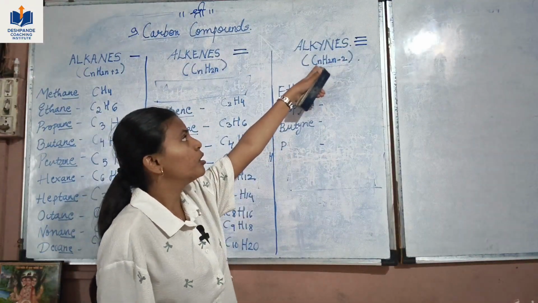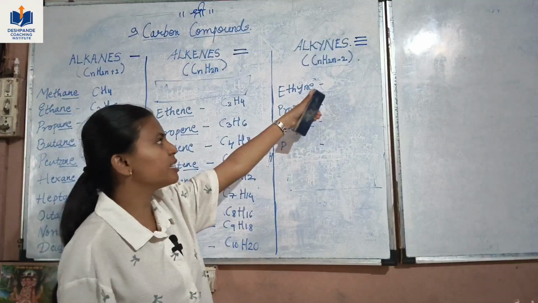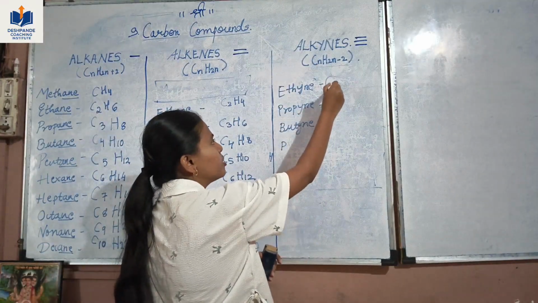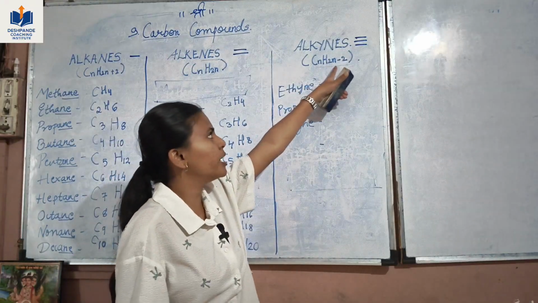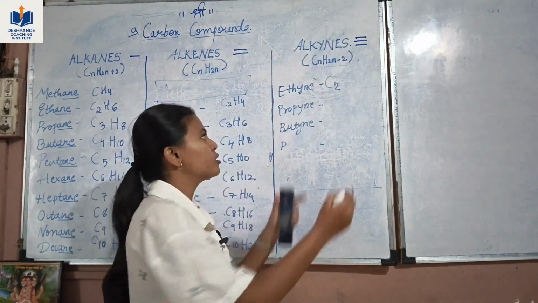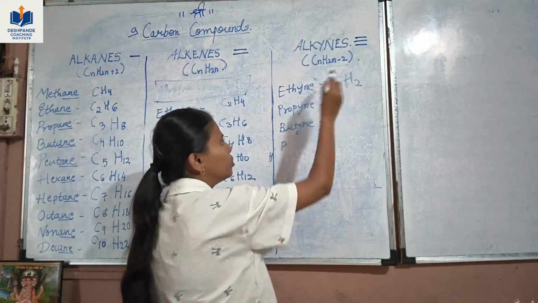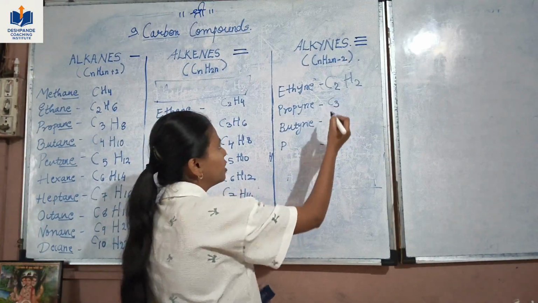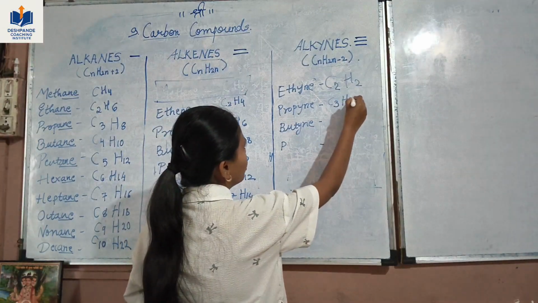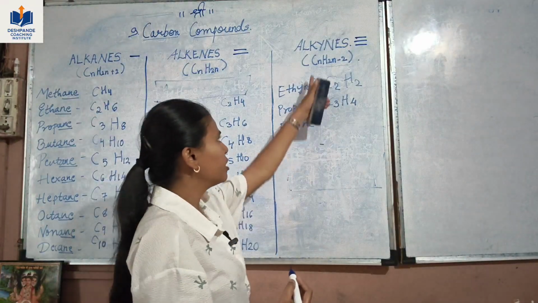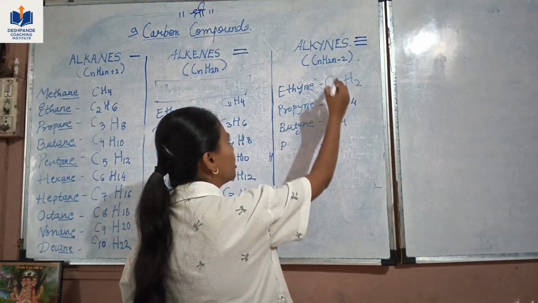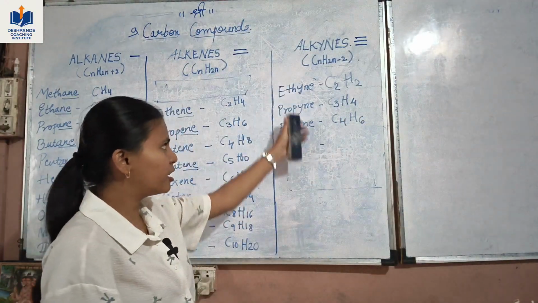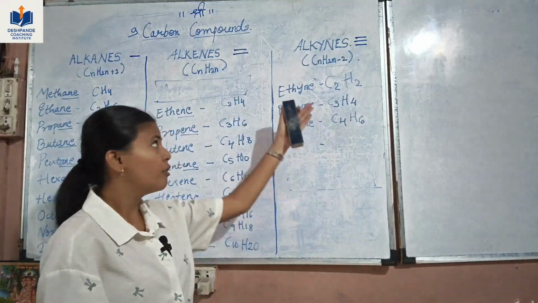So if we put 1 here, we can't put 1 because methane doesn't exist. So for ethane there are 2 carbon atoms. So if we put 2 here, it becomes CnH2n-2, so it's C2H(4-2), H2. Now for propyne we put 3: C3H4. For butyne we put 4: C4, 4 into 2 is 8, 8 minus 2 is 6. So you can try for the rest of the members to write the chemical formula for the alkyne family.